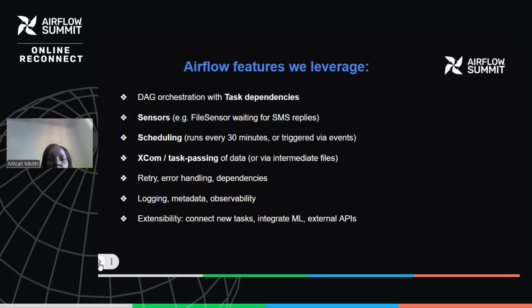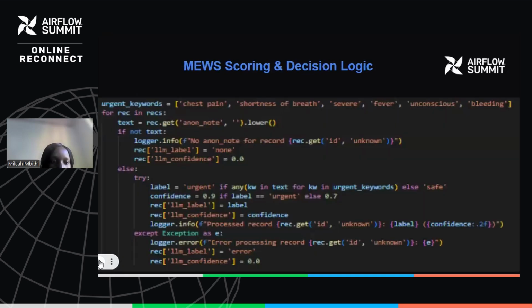The next feature of Airflow is scheduling. This is basically running the DAGs at our convenience, and in our case, the DAGs are running every 30 minutes. XCom is another feature used in moving data between tasks, and yet another feature is the retry, error handling, and dependencies, which are used to suit the needs of the project. The best part of this project is that it can be extended to integrate things like APIs, which were not used in the project since it was in the production stage.